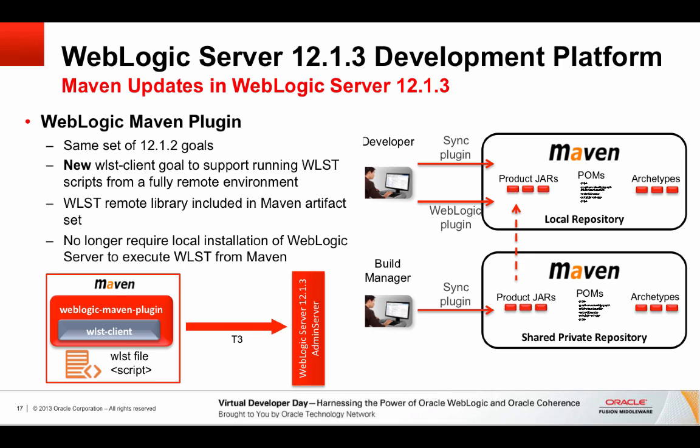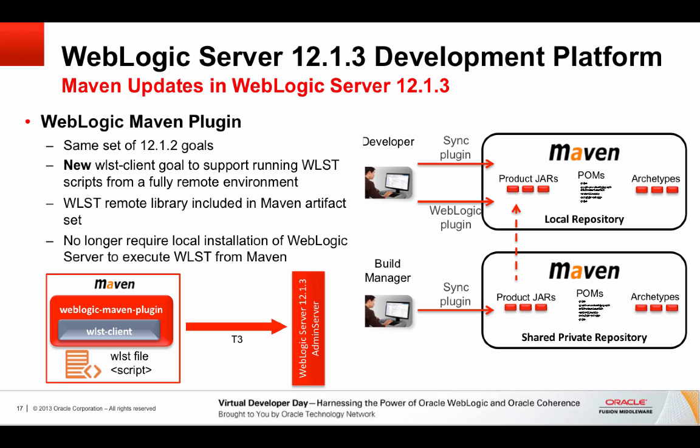In terms of the Maven support, what we have here is really carrying on what we've done previously. Again, still providing the synchronization plugin, still providing the WebLogic Maven plugin itself to enable you to automate your build and deployment and resource construction operations from within a Maven project itself. But what we've been able to do in this release is further enhance the WebLogic Maven plugin through the addition of a new goal, and that's called WLST-Client.